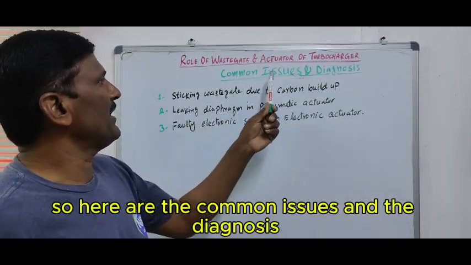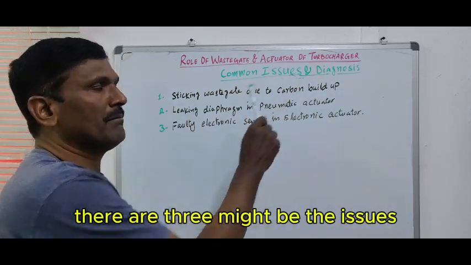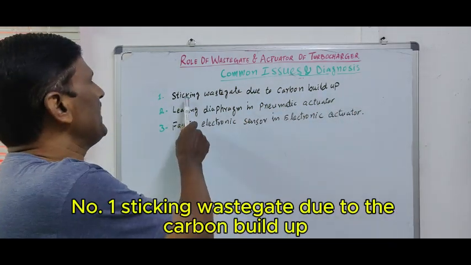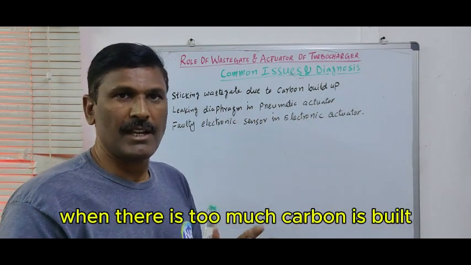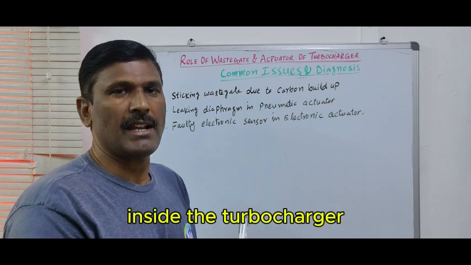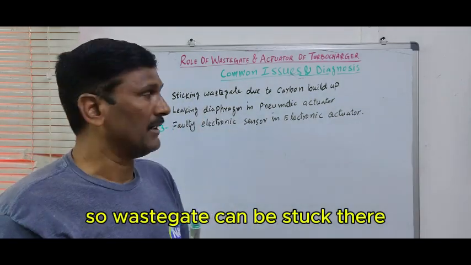So there are some common issues with the wastegate and actuator. Here are the common issues and the diagnosis. There might be three issues. Number one, sticking wastegate due to carbon buildup. When there is too much carbon built up inside the turbocharger, the wastegate can get stuck.